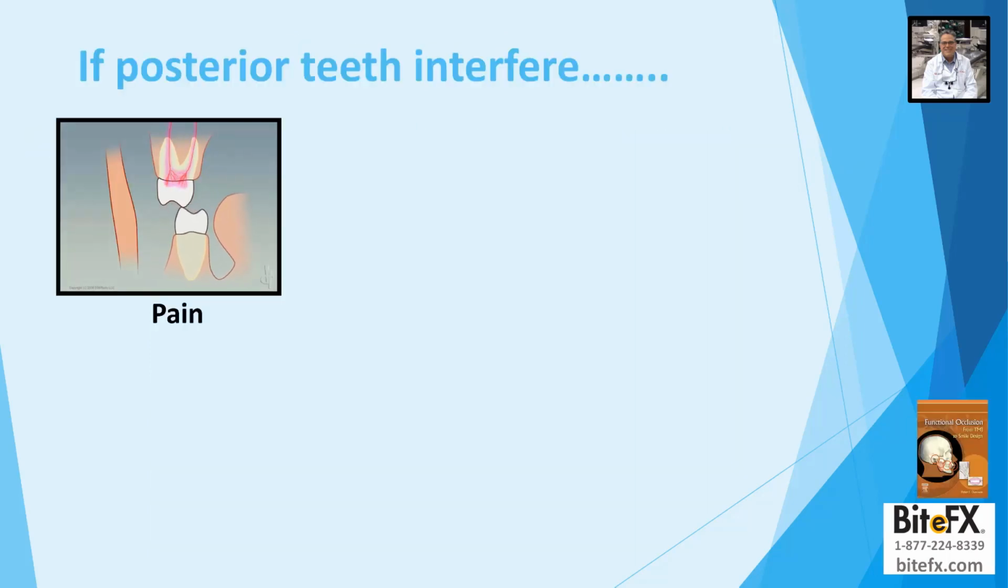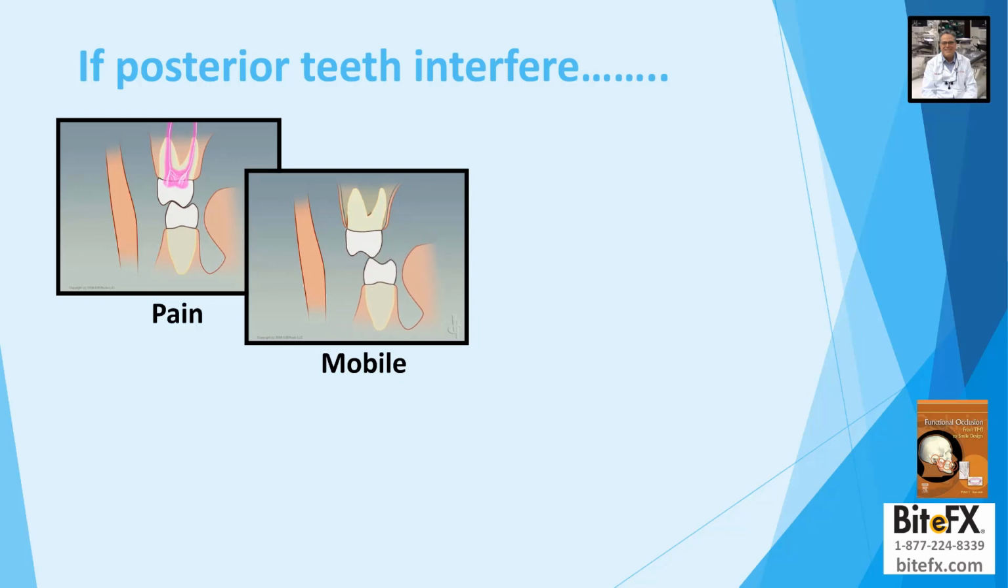If posterior teeth interfere, then there can be pain. The rubbing can cause inflammation of the pulp tissue and cause pain. It could be sensitivity to cold or hot or chewing, or even throbbing. It could get quite intense. Or maybe mobility will occur. If it's not down the long axis and it hits on an incline, then we could get some slight mobility.